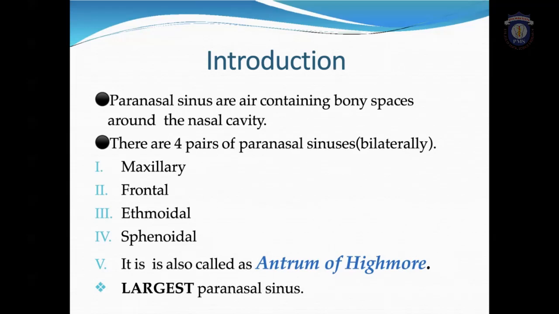I repeat, there are four pairs of paranasal sinuses: maxillary sinus, frontal sinus, ethmoidal sinus, and sphenoidal sinus. And the maxillary sinus is also known as antrum of Highmore, and it is considered as the largest paranasal sinus.